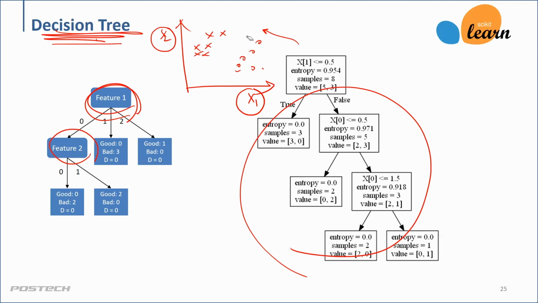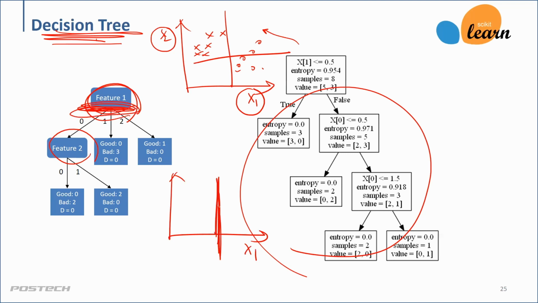Which means that for the classification boundary, this is the only thing that we can have. For feature 2, this is the only classification boundary that we can have. But for a decision tree, we can apply each boundary in sequence.